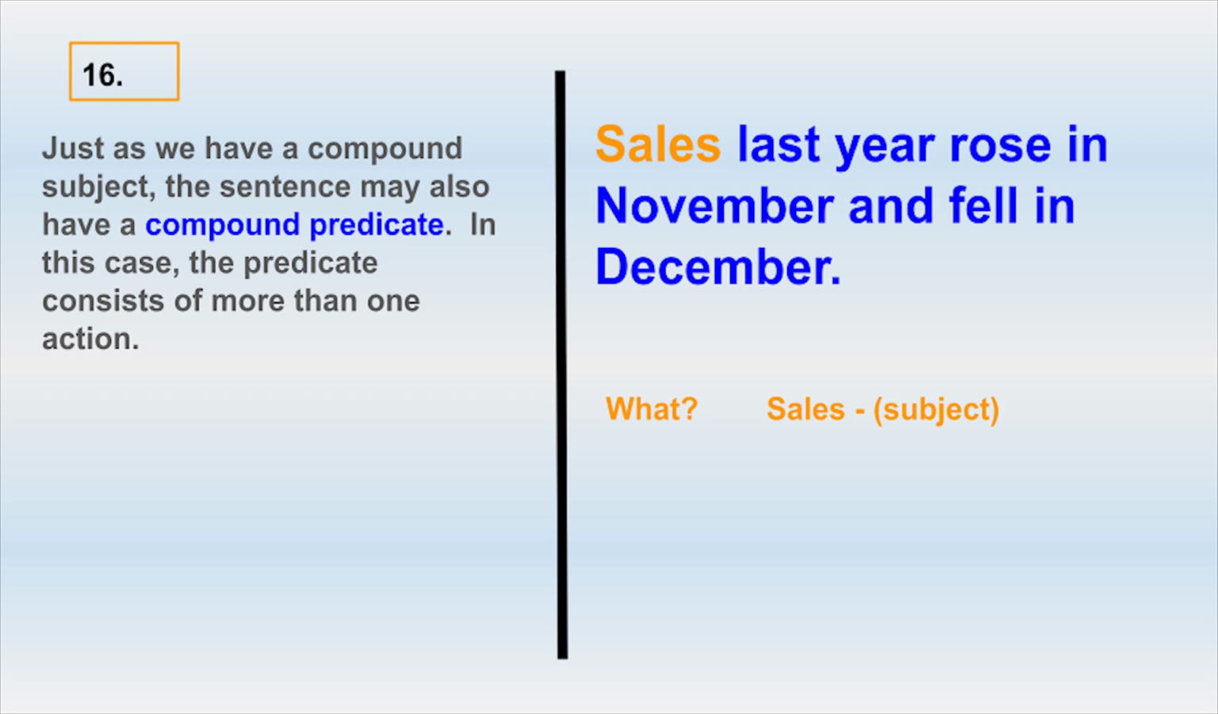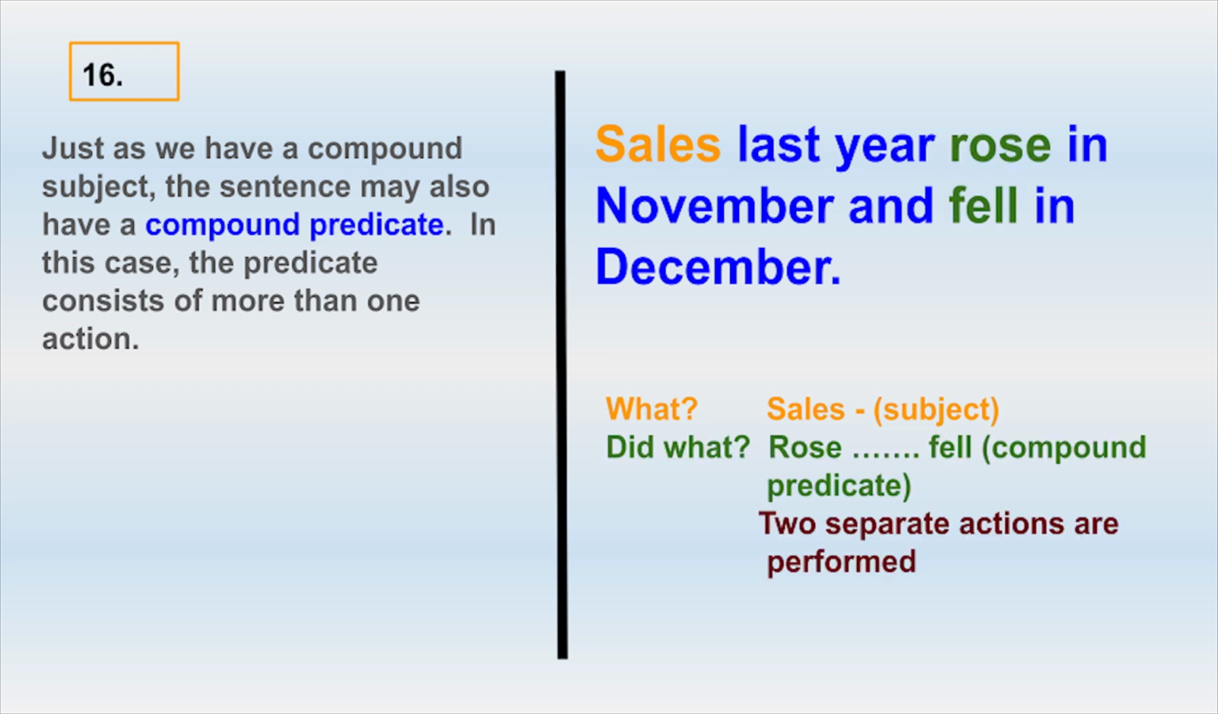And to find the predicate, we ask did what? What did sales do? Sales rose and sales fell. We have two predicates that consist of two different actions, rose and fell. So this is a compound predicate.